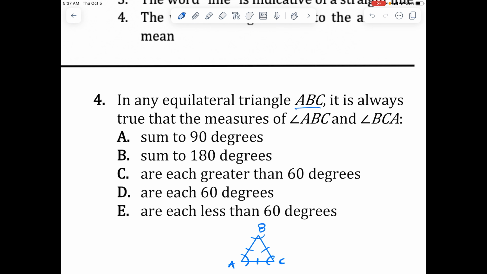This question's asking about angle ABC, which would be this one, and then angle BCA, which would be this one. What do we know about these two? Well, I just told you that they're the same. So that's going to be that right there.